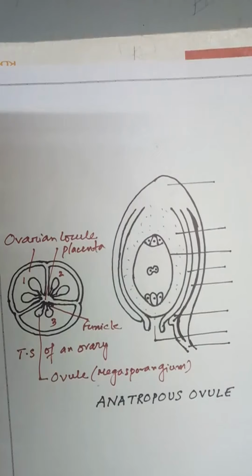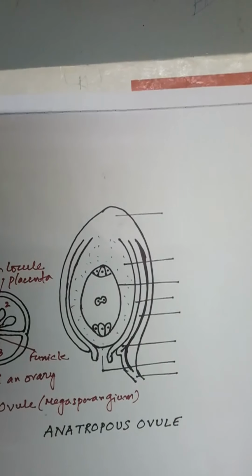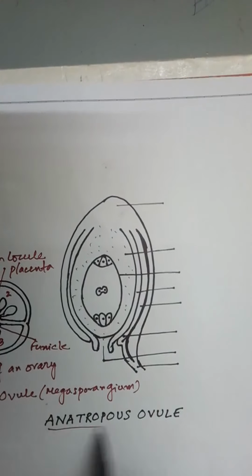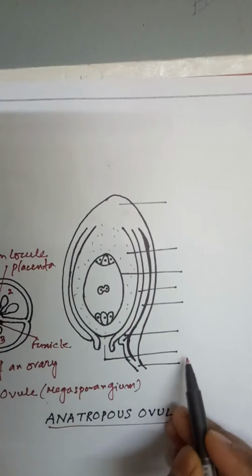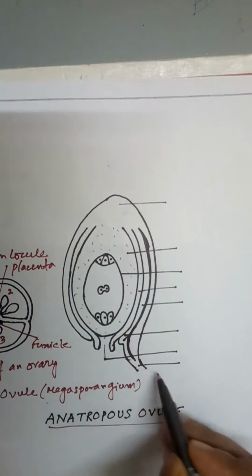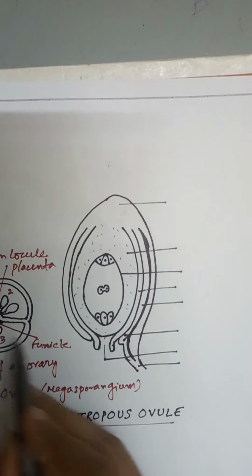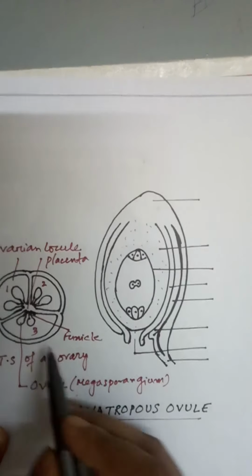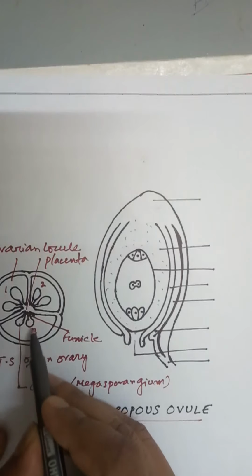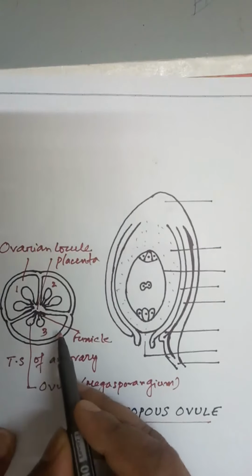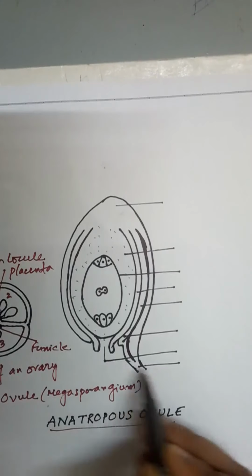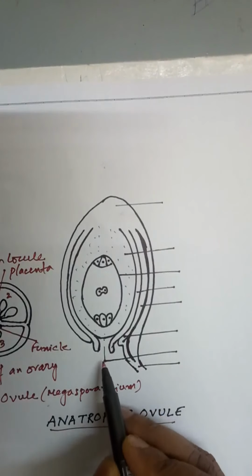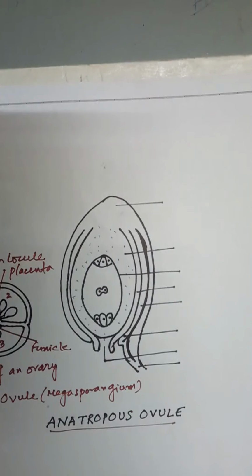Let us see the different parts of an ovule. So I have drawn here an anatropous ovule. Remember I talked about the anatropous ovule. In an anatropous ovule, this opening is the micropyle, and this is the stalk, the funicle, which hangs the ovule inside the ovarian locule. When the funicle and the micropyle are present close to one another, this is called an anatropous ovule. Let us draw the details.